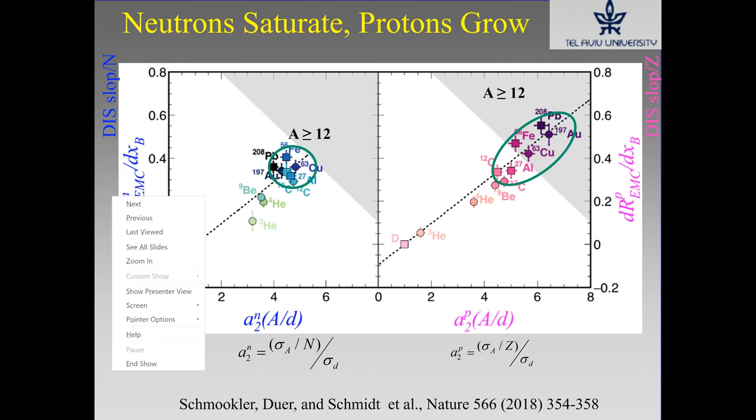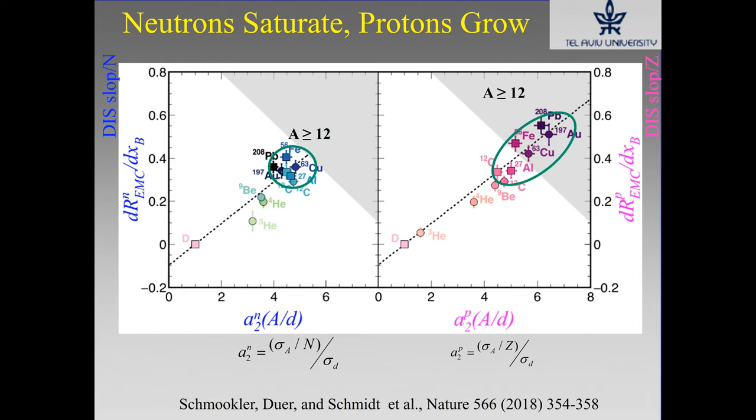Interestingly enough, the EMC effect is also saturated. The EMC effect strength from carbon to lead almost doesn't change per neutron. It does change per proton. So you see the same story that we saw, the NP dominance from the short range correlations, show up in the size of the EMC effect. Let's continue.